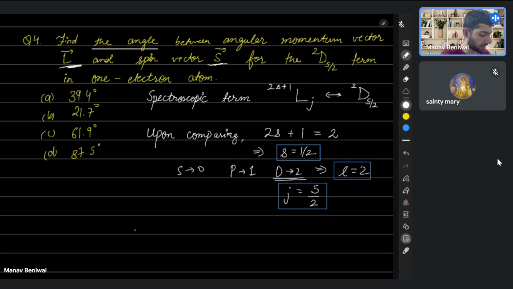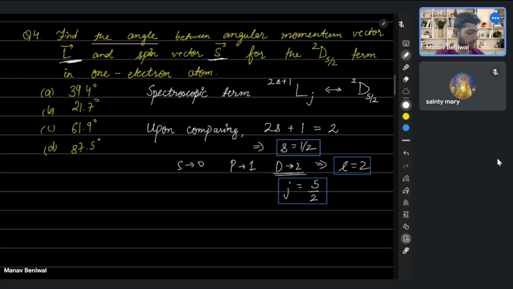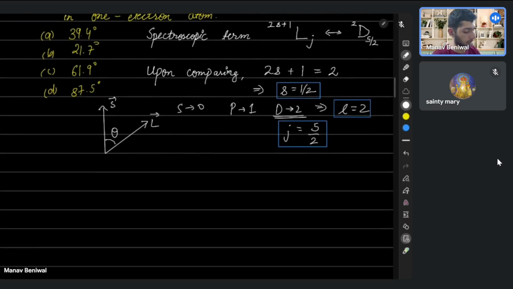Okay, let's draw a rough schematic. If this is your L, and this is your S, and this angle is theta, we want to find out the value of theta. The question asks us to find the value of theta. Now how do you solve this problem?